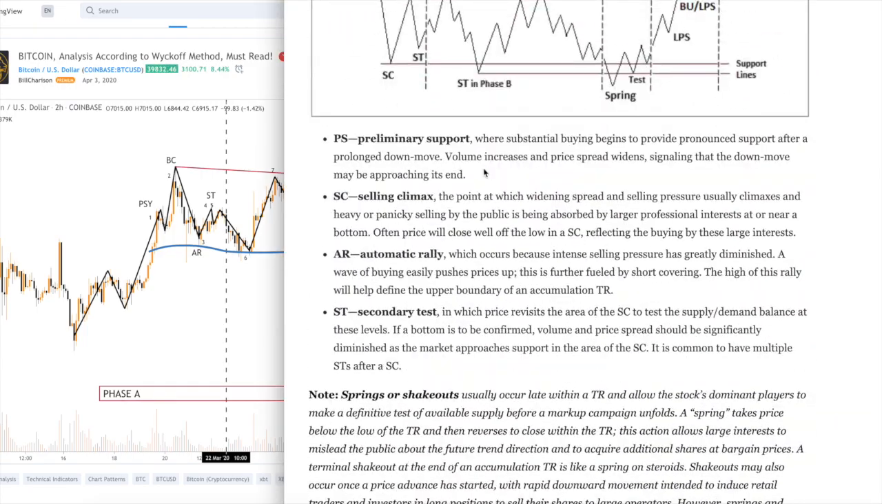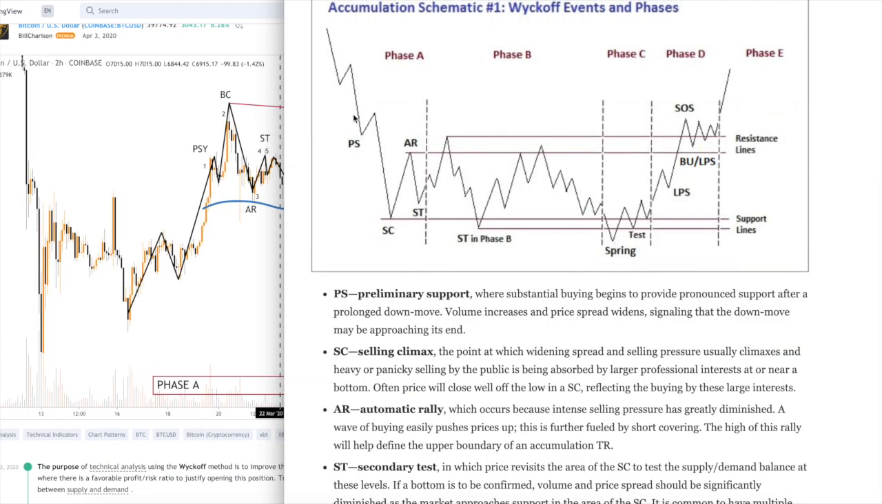So PS is the preliminary support. This is basically going to be where the most buying begins. As you can see on this chart over here, you have preliminary support. This is the initial point where they start the buying. This is where a bunch of buying happens. And as you can see, this is probably around here, coming down to here. That's why you see a crazy amount of volume.